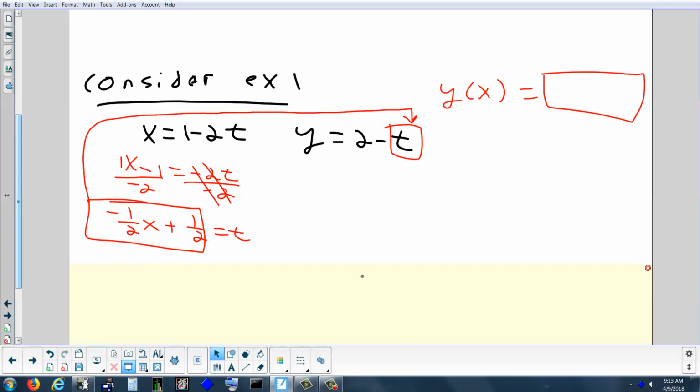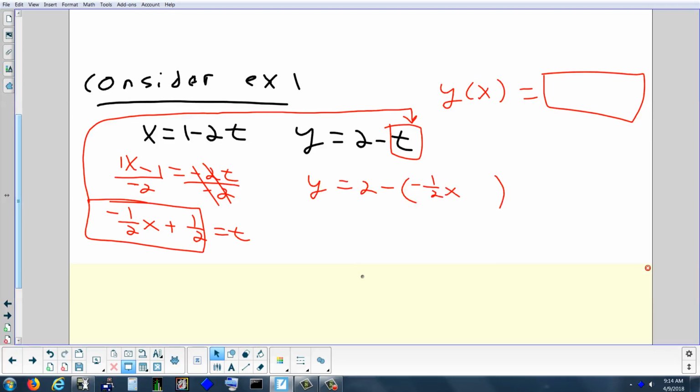And now plug it in. And that's how you have to do it every time. Solve the x equation for t, and then substitute that into the y equation. So we get y equals 2 minus t. Now be careful here because it's minus t. Whatever t is, it's minus the whole thing. So it's a good idea to put t in parentheses, just in case you have to do a distributive property like you do here.